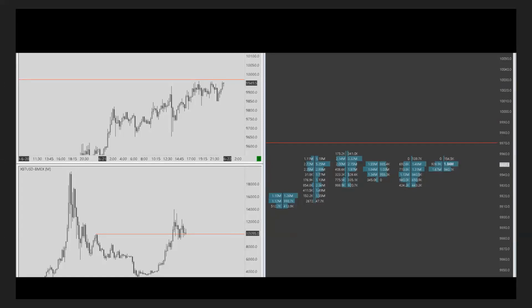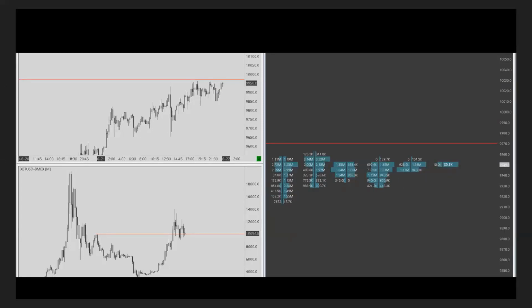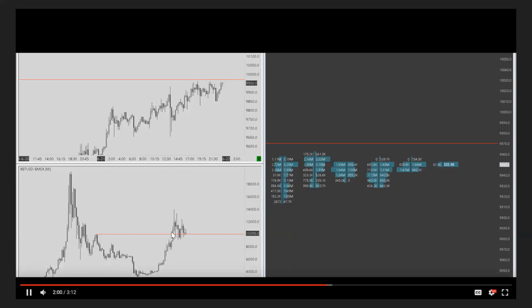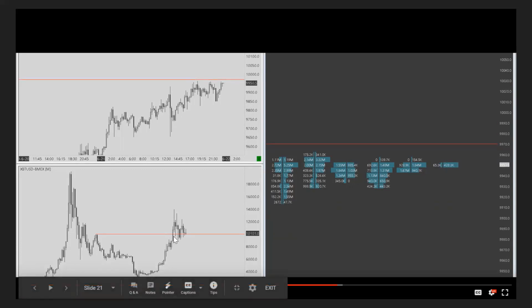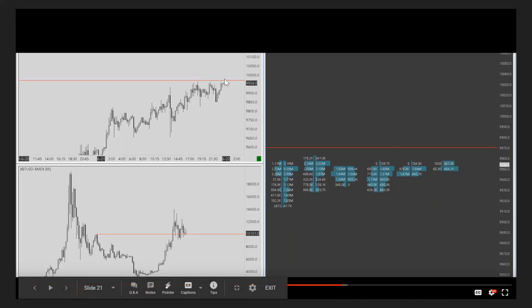No real aggression from either buyers or sellers. Price is just kind of consolidating on low volume. So this is the area we're looking at, this 10K level. You can see what happened after the fact here, but at the moment we're up in here, just below that level.